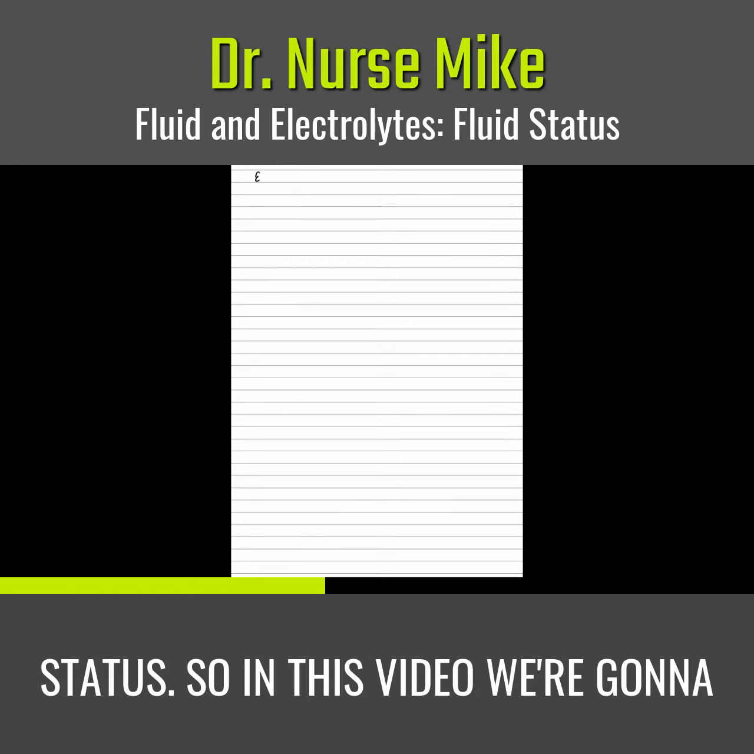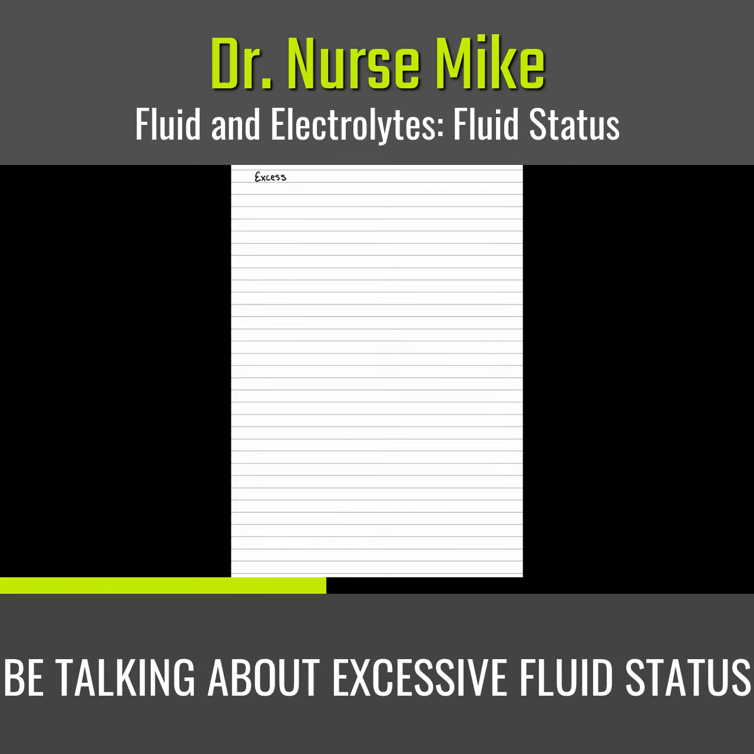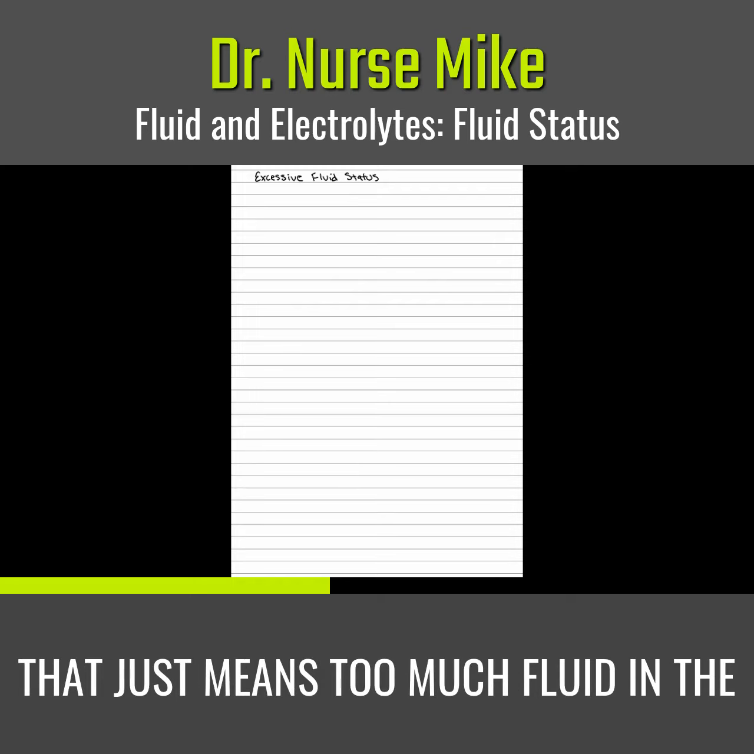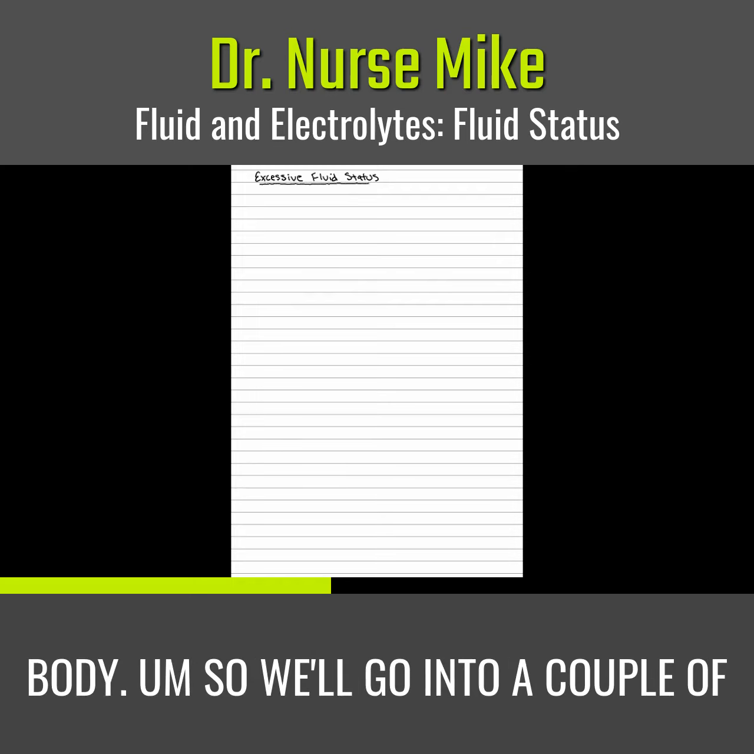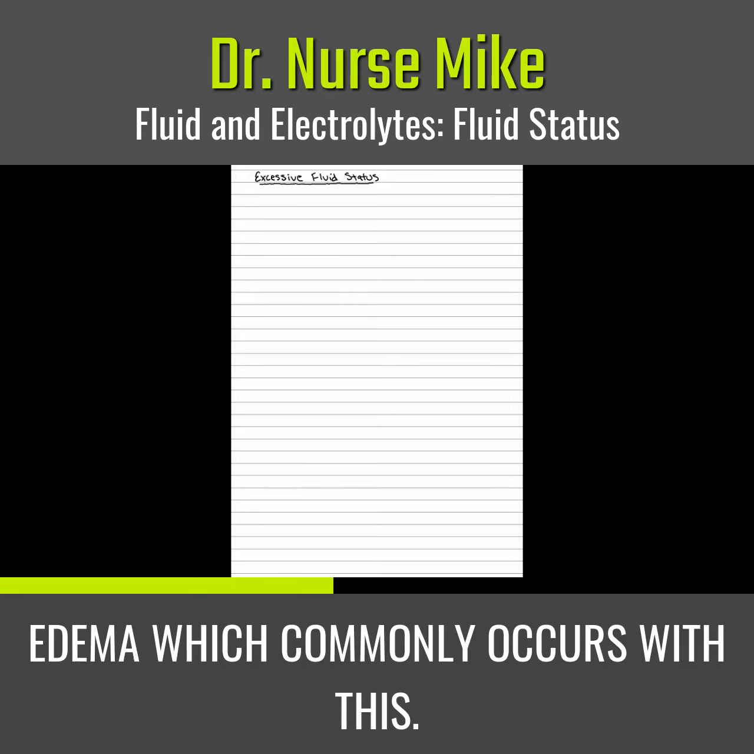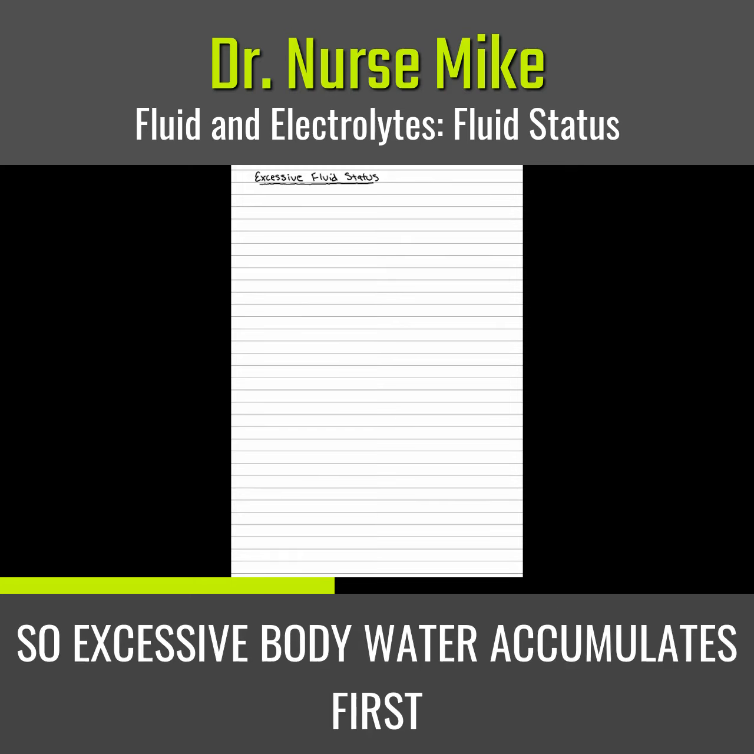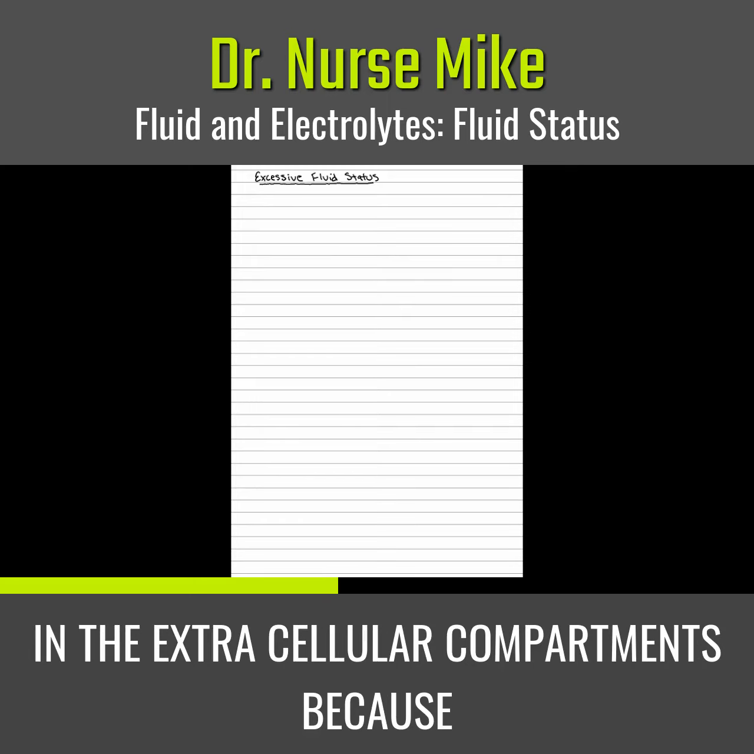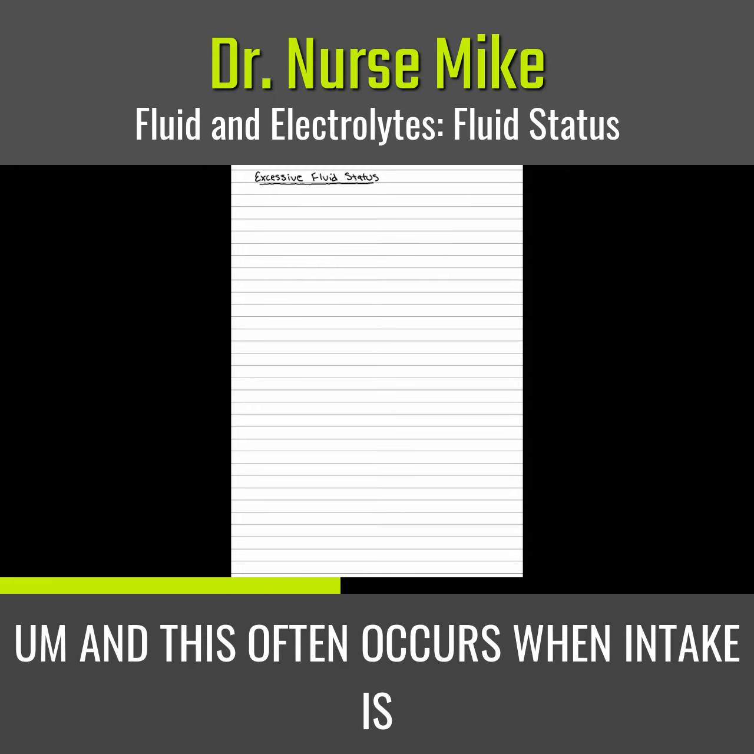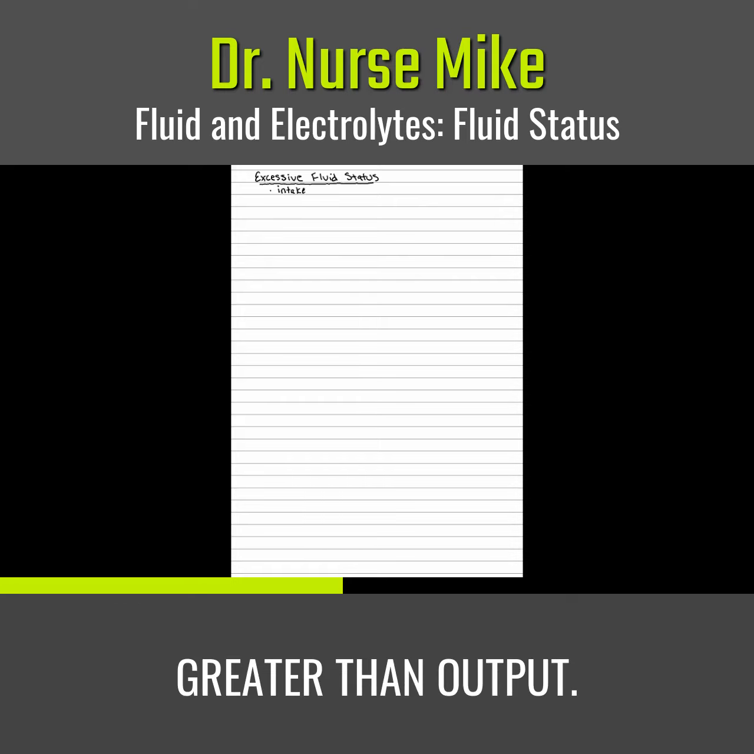So in this video, we're going to be talking about excessive fluid status. And just as it sounds, that just means too much fluid in the body. So we'll go into a couple of things here, and then we'll talk about edema, which commonly occurs with this. So excessive body water accumulates first in the extracellular compartments because that's where it enters the body. And this often occurs when intake is greater than output.